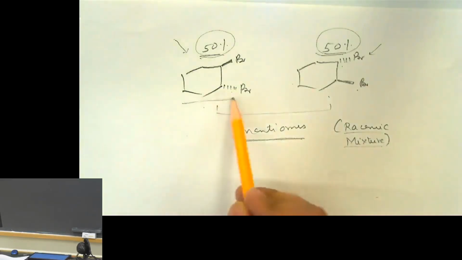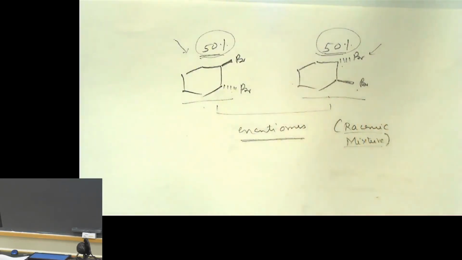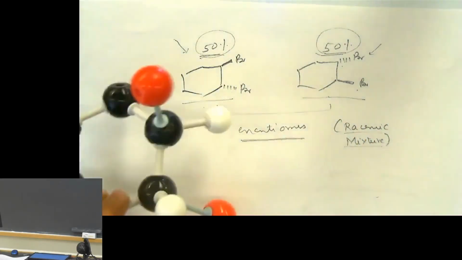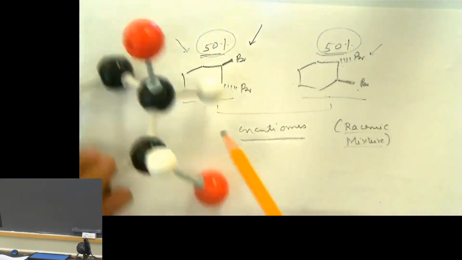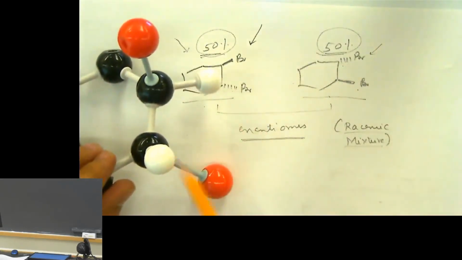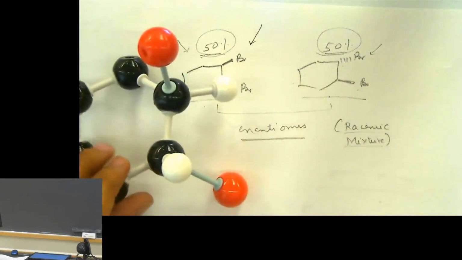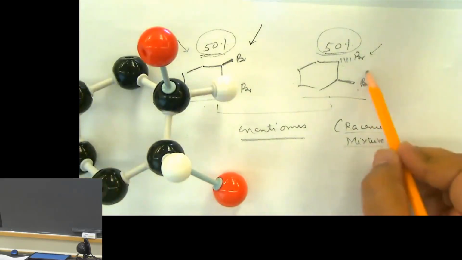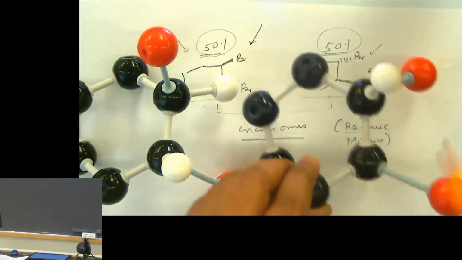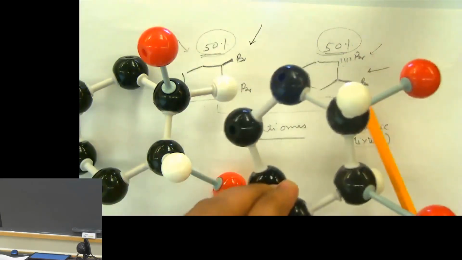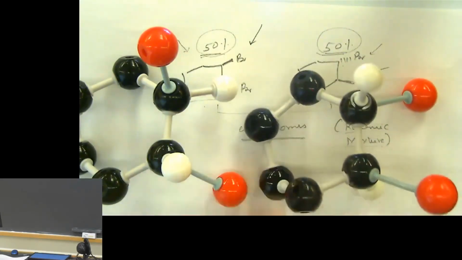So let me show you these two compounds with the help of the model. So this is this compound. As you can see, bromine up, bromine up. At this carbon, bromine down, bromine down. All right. Let's take a look at this compound. Bromine down, bromine down. This carbon, bromine up, bromine up. Right. Now, as you can see, these two are enantiomers.